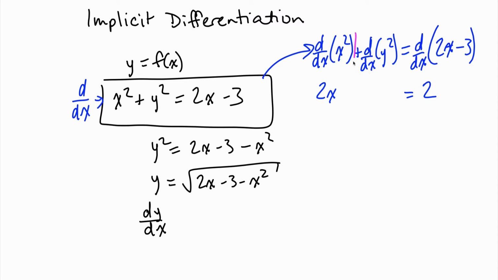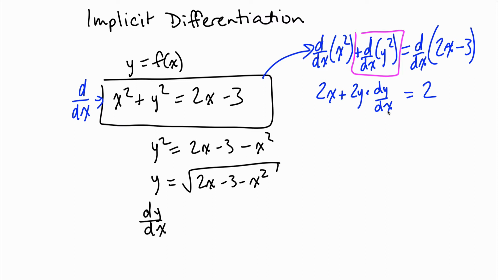Now what do I do with this? This doesn't look too friendly. So we kind of have to chain rule this, by which I mean d by dx of y squared is going to be the derivative of y squared with respect to y, 2y, times the derivative of y with respect to x, dy by dx.